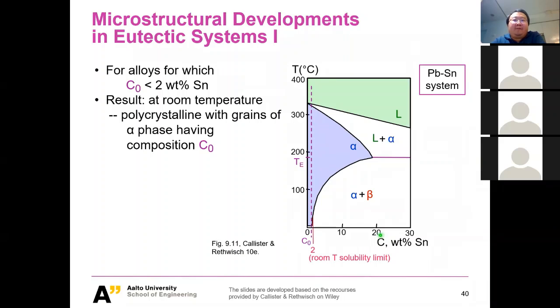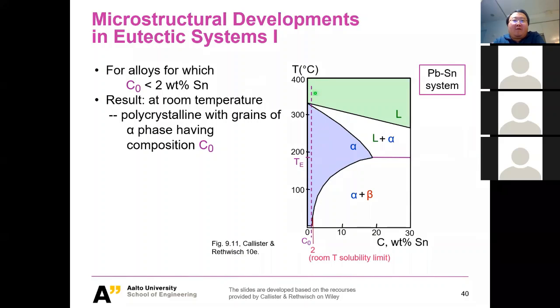First of all, I'm switching to a different system. It is lead and tin, but it looks exactly like the copper and silver phase diagram. If you just imagine here, you have your eutectic point. I didn't draw the full diagram here, but you can imagine the eutectic point is right there.